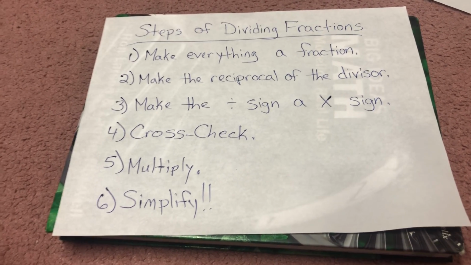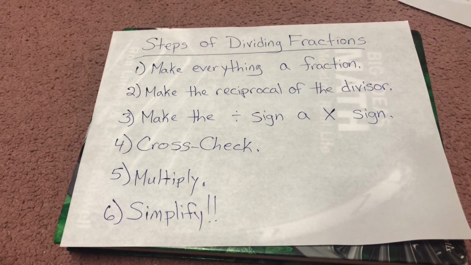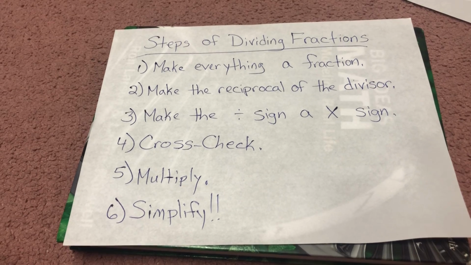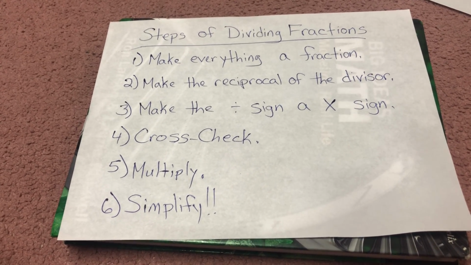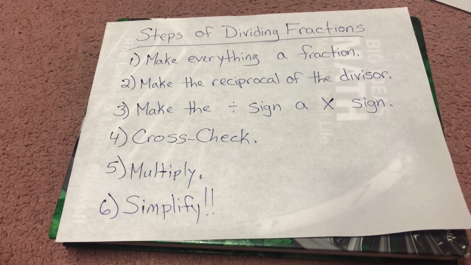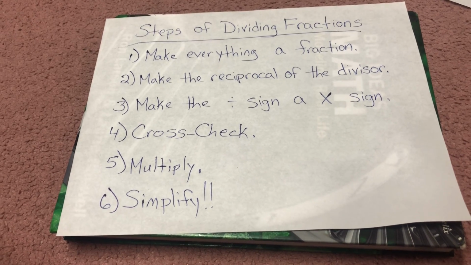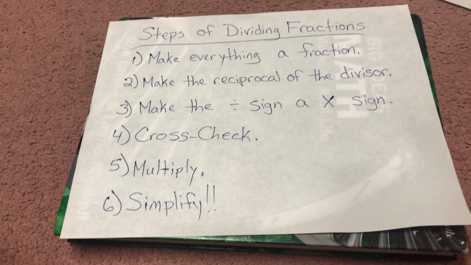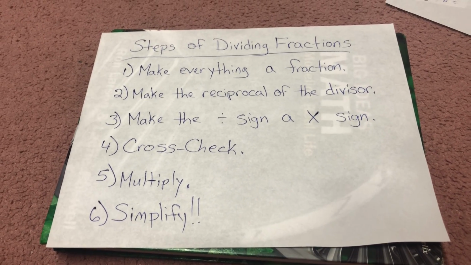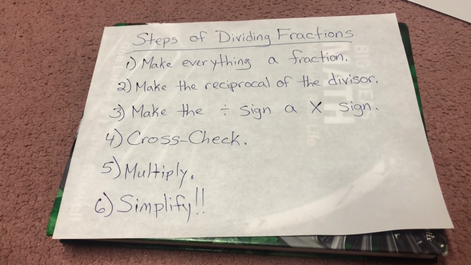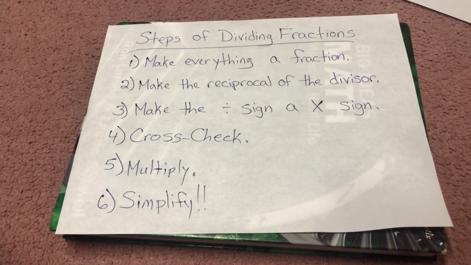Step 6, simplify. Let's say those one more time. Steps of dividing fractions. Number 1, make everything a fraction. Number 2, make the reciprocal of the divisor. Number 3, make the division sign a multiplication sign. Number 4, cross-check. 5, multiply. 6, simplify. All right, we'll be chanting that. I'm going to want you to be able to say that in your sleep and be walking the halls, muttering that to yourself. I want you to know the steps of dividing fractions.